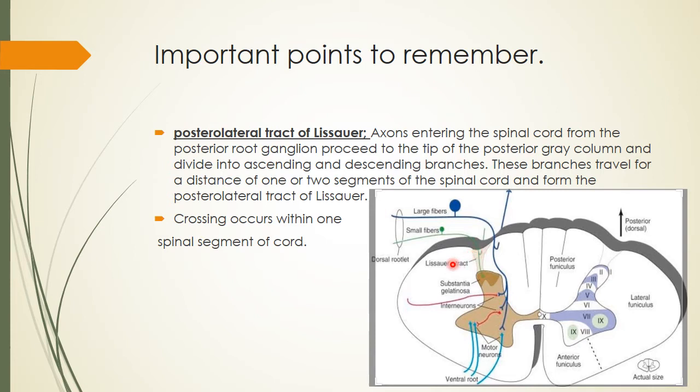Then the next important point regarding the spinothalamic tract, please remember this tract consists of crossed fibers, right? And the crossing occurs within one spinal segment of the cord. Now why am I emphasizing this so much? When we study the injuries of the spinal cord, then we will discuss it.